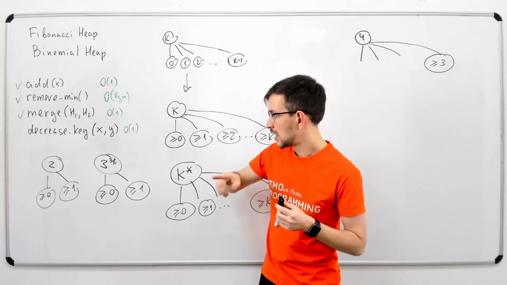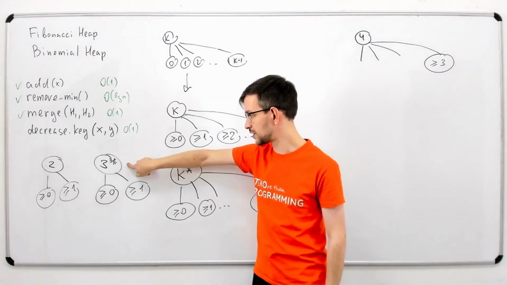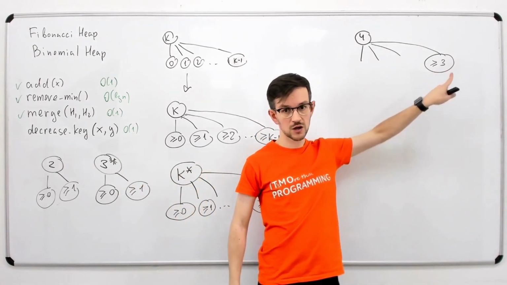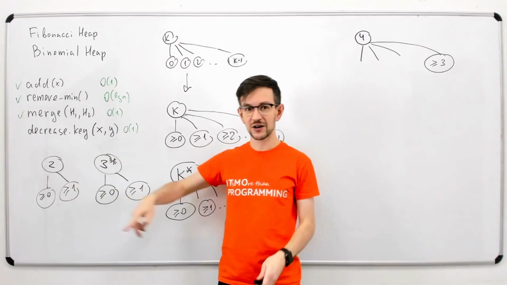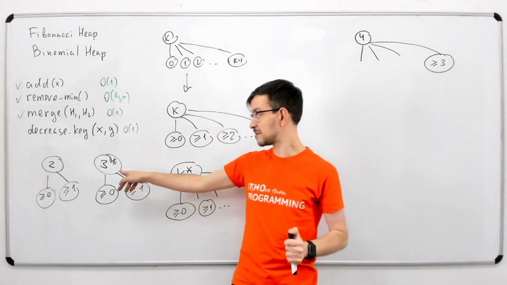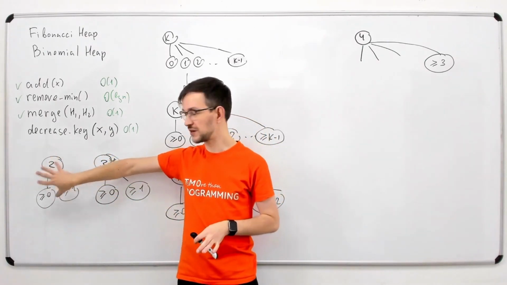So this tree has rank 3, so we can put this tree in this position. But this tree has rank 2. It is the same as this, but the rank is 2. So we cannot put this tree in this position.